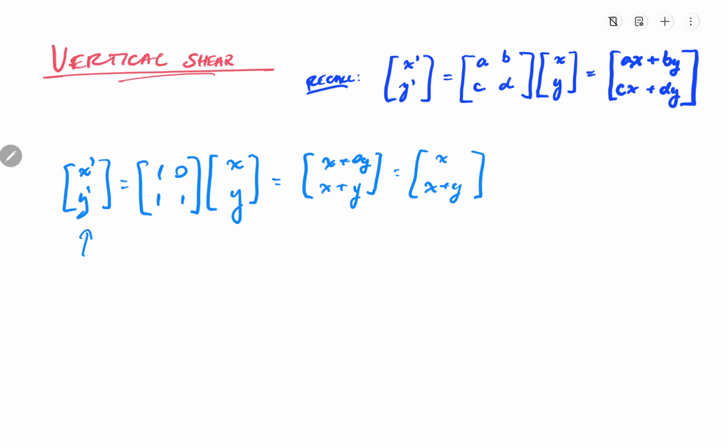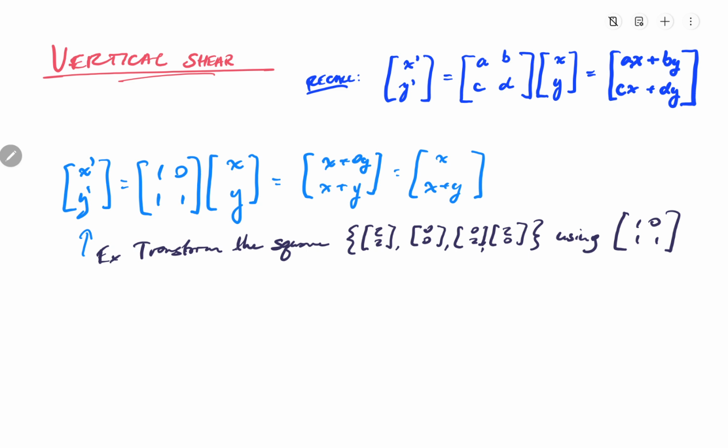So what we're going to do is consider another square. Let's do a 2 by 2 square this time.